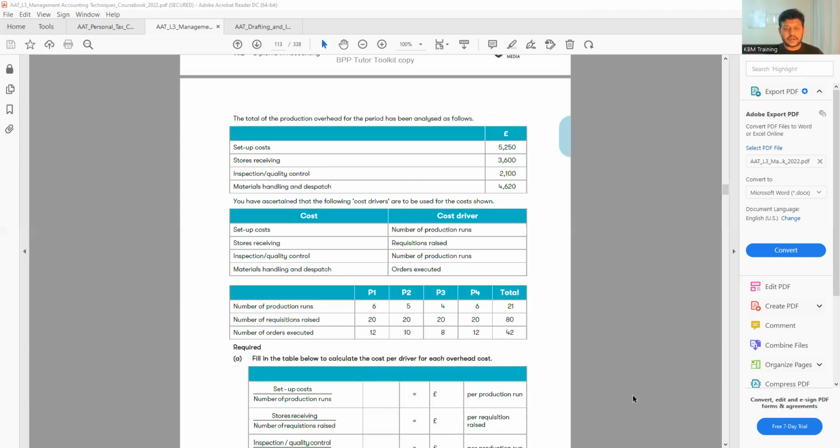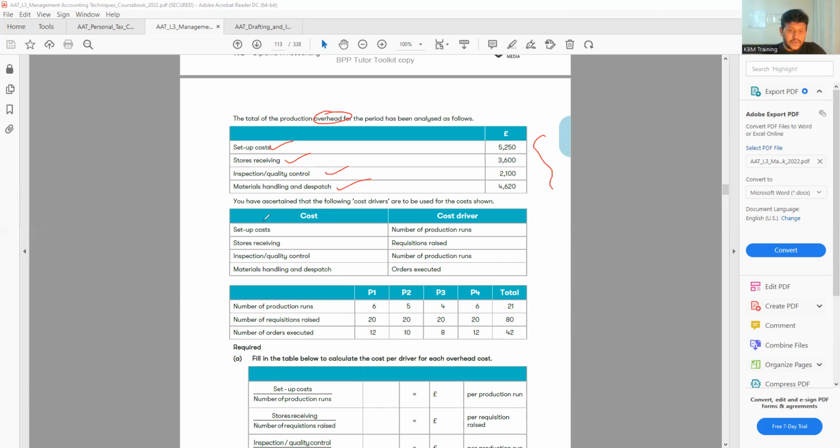Now, we need to look at one more thing that is called cost driver. So we have overhead cost. This is all my overhead cost. Setup cost is the overhead cost. The store receiving is the overhead cost. Inspection or quality control is the overhead cost. Material handling is the overhead cost. So this is all overhead. And we have some cost drivers to apportion this overhead. Before, we used only two activity levels, either the labor hour or the machine hour. But here we have more cost drivers.